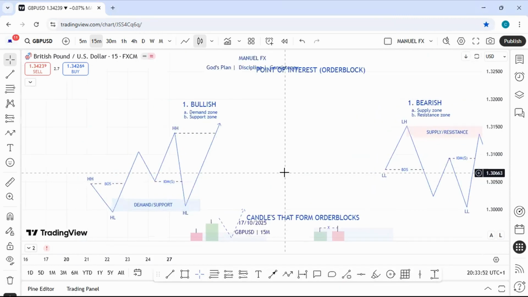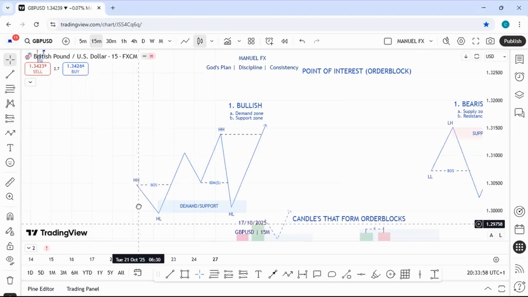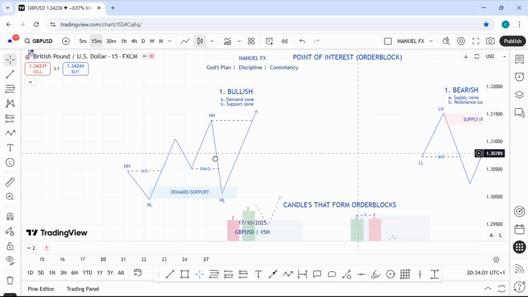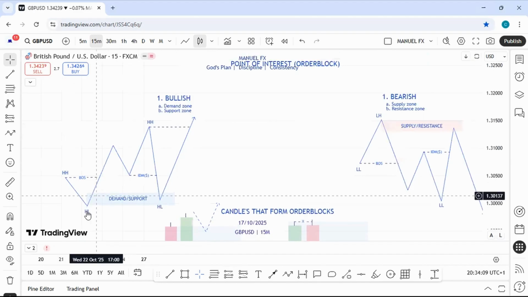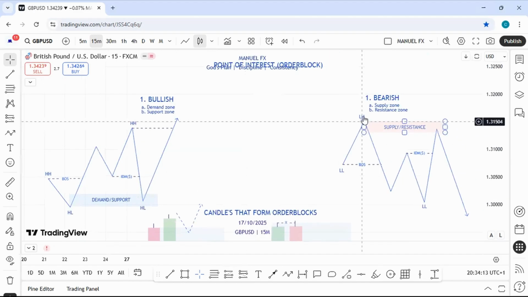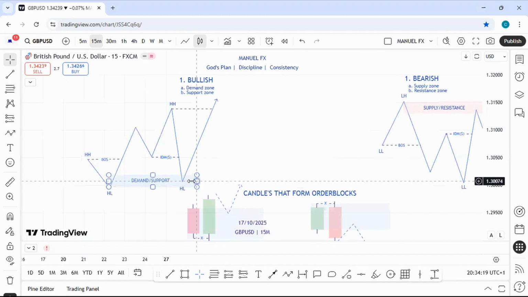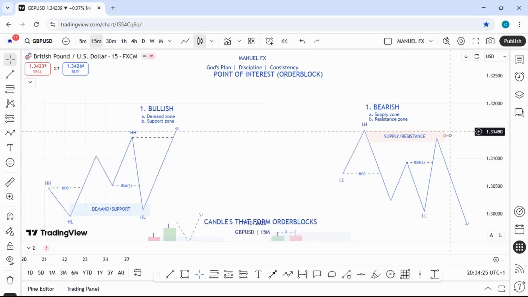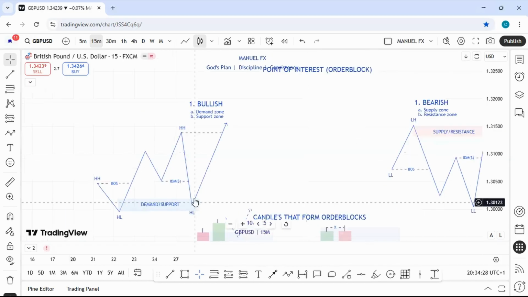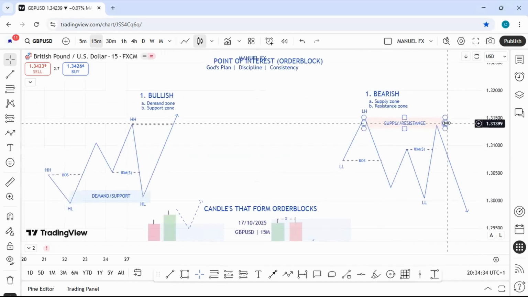I remember teaching you guys last time that order blocks are found directly above the higher low for an uptrend, and for a downtrend, they are found directly below the lower high. So we expect price to take out the inducement, come down to a point of interest, a demand or support zone for an uptrend, a supply or resistance zone for a downtrend, and then price will take our orders from there and keep buying, or keep selling for a downtrend.